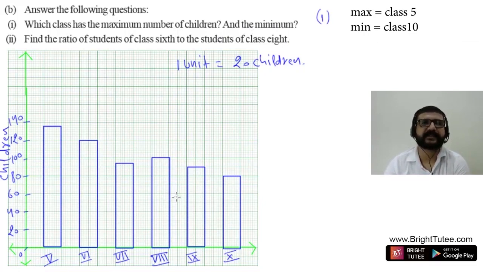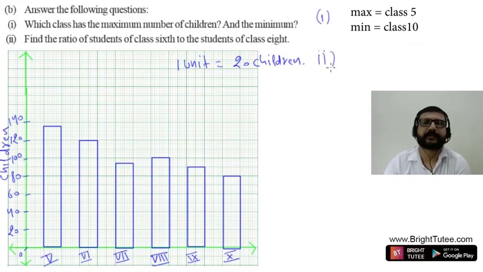Now as we can see, the shortest bar is for class 10th. So the minimum number of students will be in class 10th. And then we have to find the ratio of students of class 6th to the students of class 8.